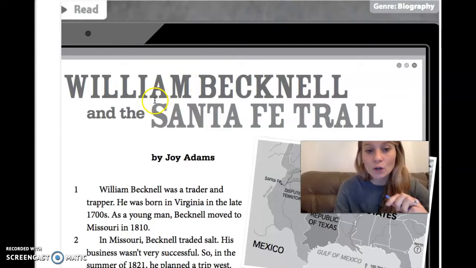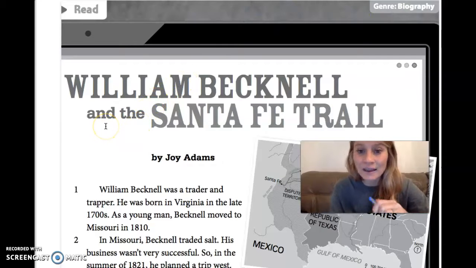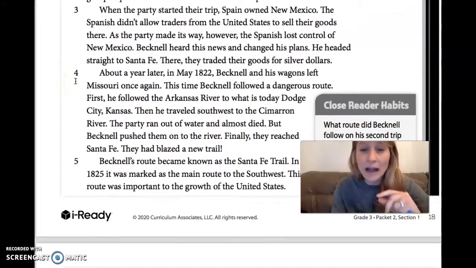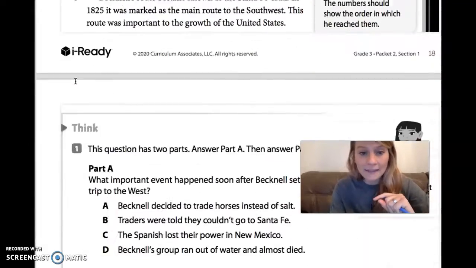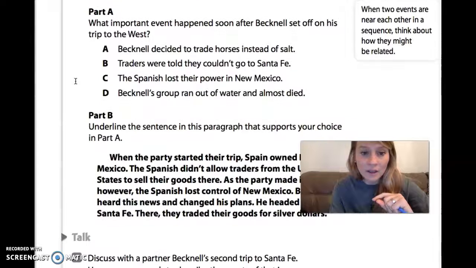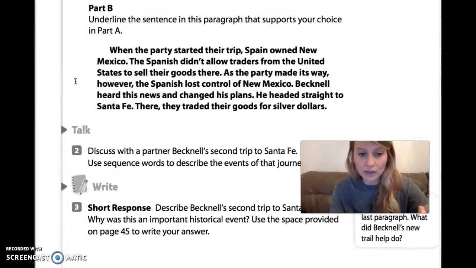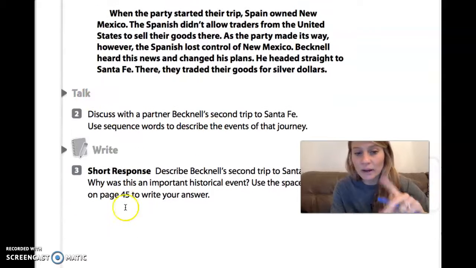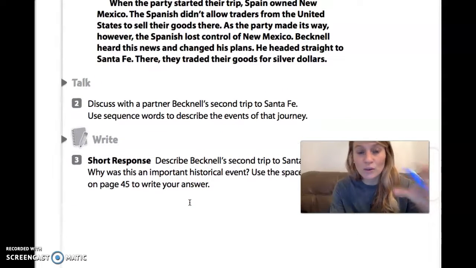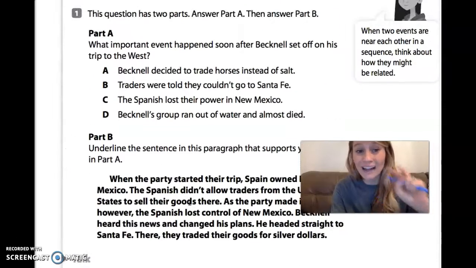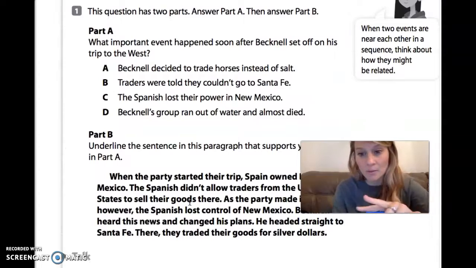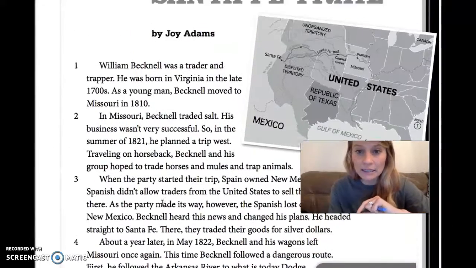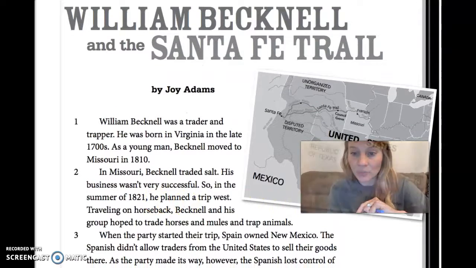This story is called William Becknell and the Santa Fe Trail, and you can see they have paragraph markers for you. It's 5 paragraphs long, and then you have a couple of questions. You can talk with someone at home about this. The short response you don't have to worry about, because we'll be doing that piece tomorrow. But you have 2 questions you're going to be thinking about after we get done reading the story. So let's take a look at this together and jump into it.